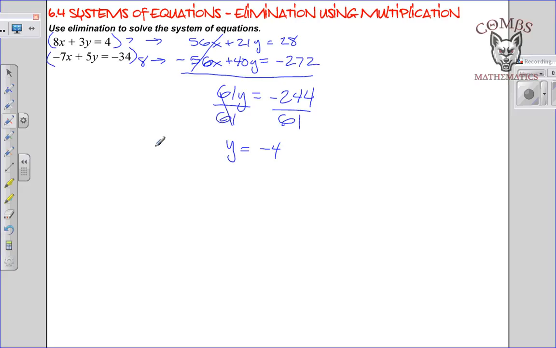Now, you should already have figured out by now that we're only halfway done with this problem. We still need to figure out what the value of x is. And if you've been watching our videos, you'll know that it doesn't matter where I substitute the y. Either in the first equation or the second equation, you still get the same answer. So, using the first equation, 8x plus 3y equals 4, we'll substitute the value that we have found for y.